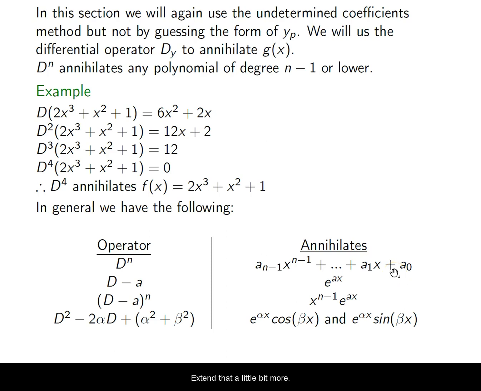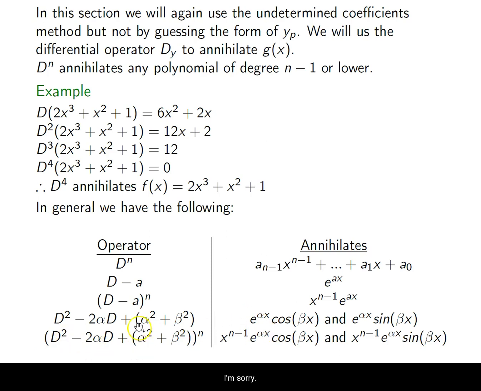If we extend that a little bit more, let's step this up to the nth power. Then we have the x to the n minus 1 function factoring in also. And if we take out the alpha and have just an imaginary root, not a complex root, then we get the cosine beta x and sine beta x as well.